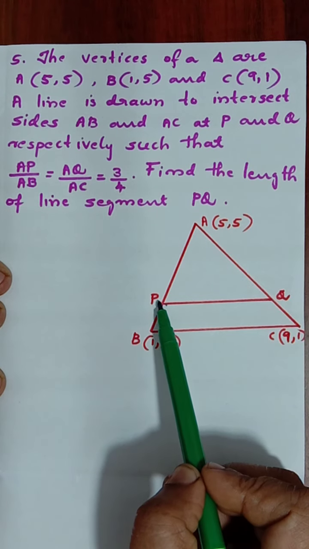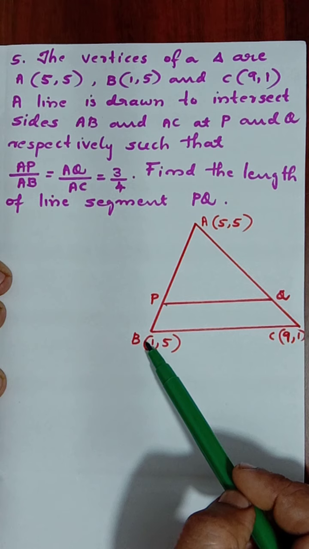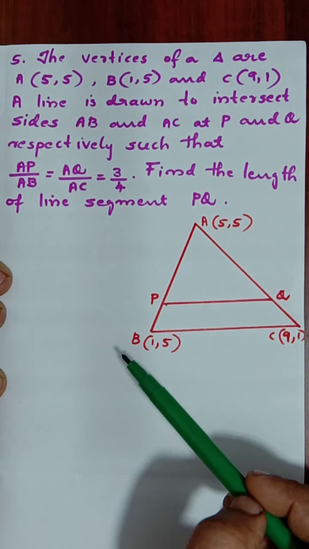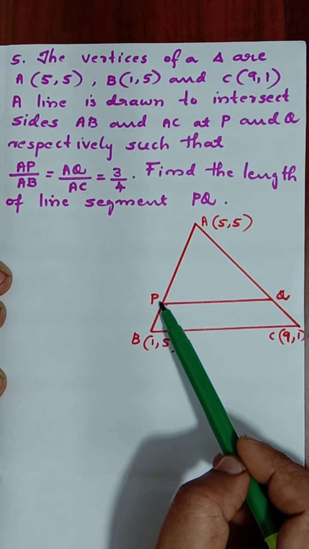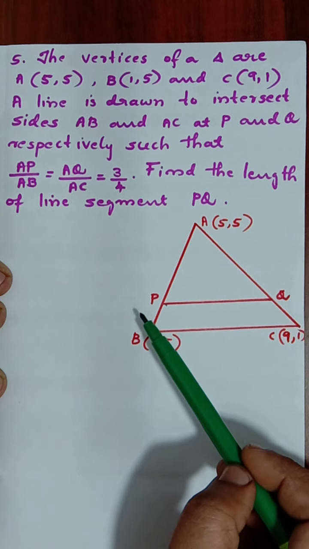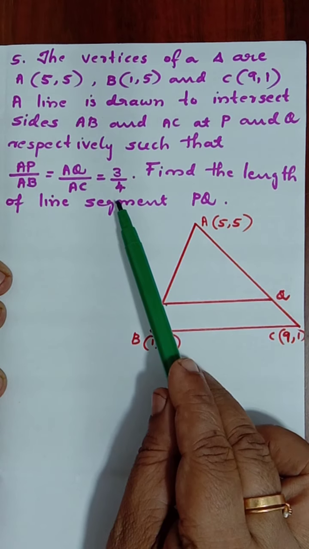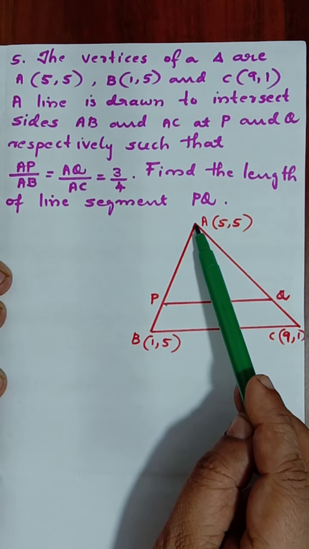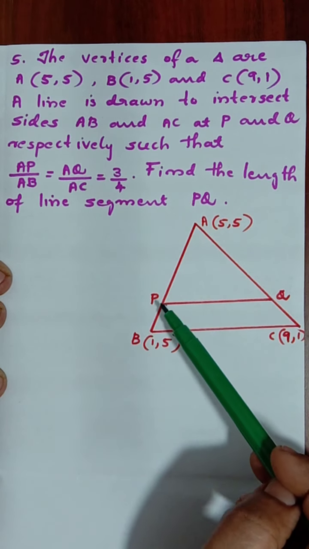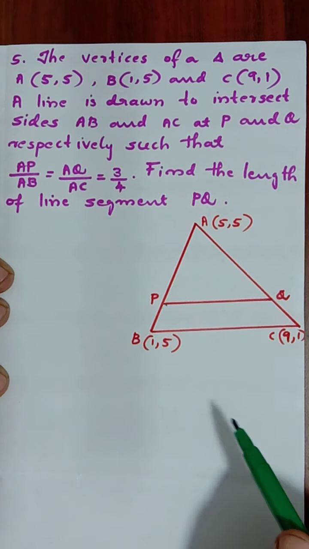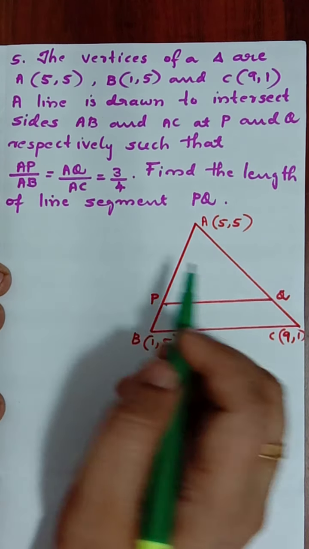How do we get the point P? That is, we have a line AB having A(5,5), B(1,5) intersected by the point P(x, y) in the ratio. The ratio is given as AP is to AB as 3 by 4. Here we have to get it as AP is to PB. That should be our required ratio. First we will make our ratio proper. After that we will substitute in the section formula.